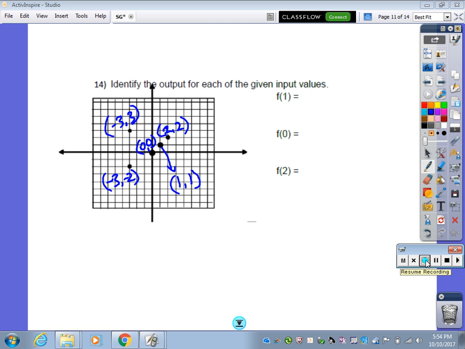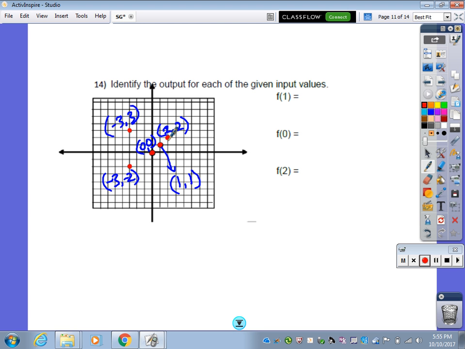Let's look at number 14 next. We are first going to list the coordinates of each given point. Here is -3, 3. Here is -3, -2. Center is 0, 0. We have a 1, 1. And we have a 2, 2.